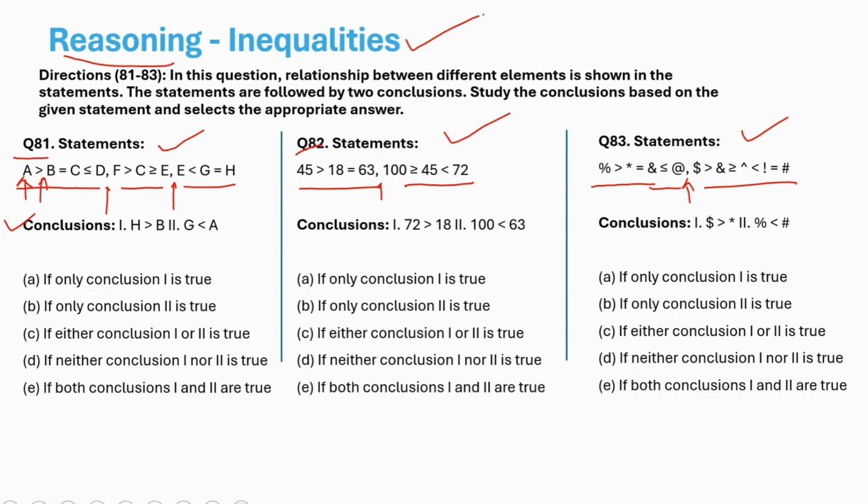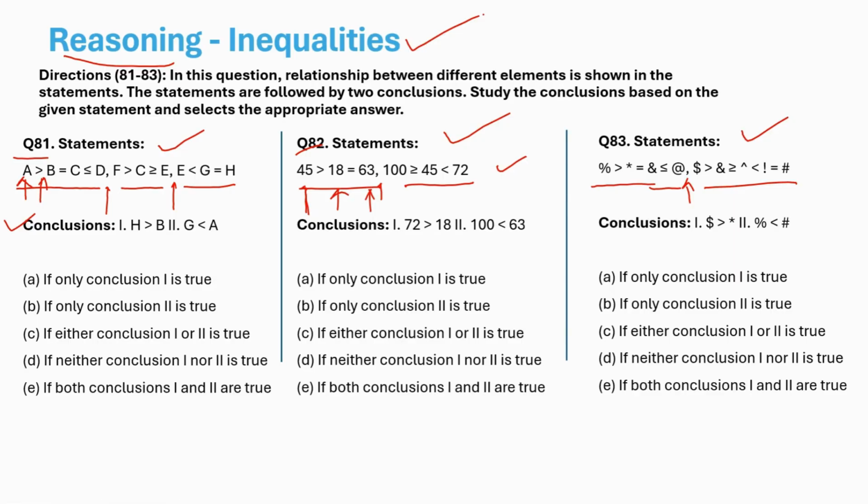Similarly, in question number 82, the elements are 45, 18, 63, like that. So in question number 82, don't get confused that these 45, 18 are numeric values. These are not numeric values, these are just elements or symbolic representations. So we do not need to solve these statements based on arithmetic rules. Instead, we just need to consider these numbers as elements or symbols.